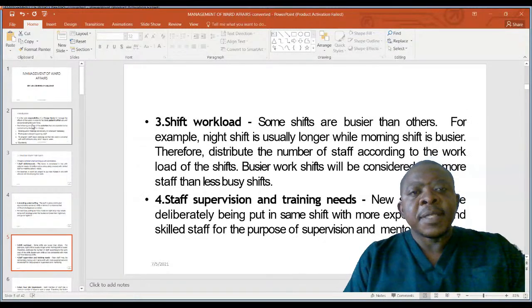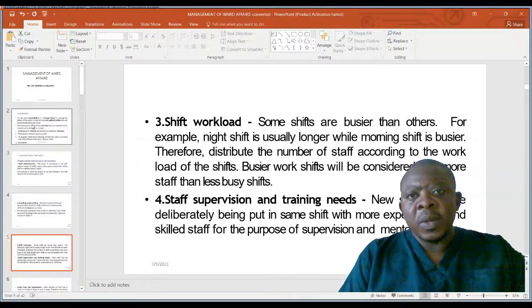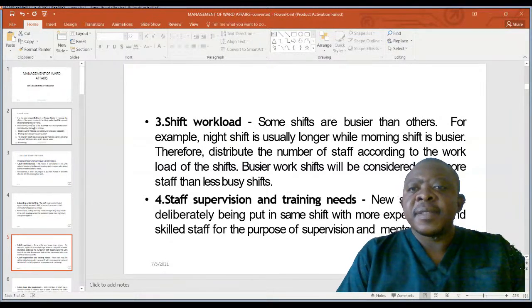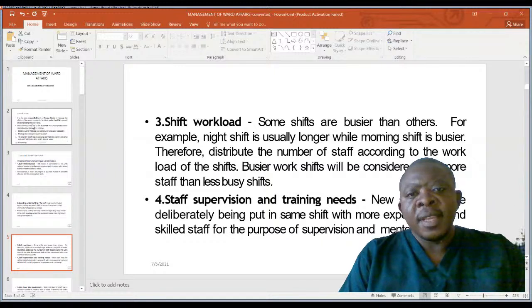Number three factor to consider when coming up with a timetable is the shift workload. Some shifts are busier than others. For example, night shift is usually longer, while morning shift is busier. Therefore, distribute the number of staff according to the workload of the shifts. Busier shifts will be considered with more staff than less busy shifts.